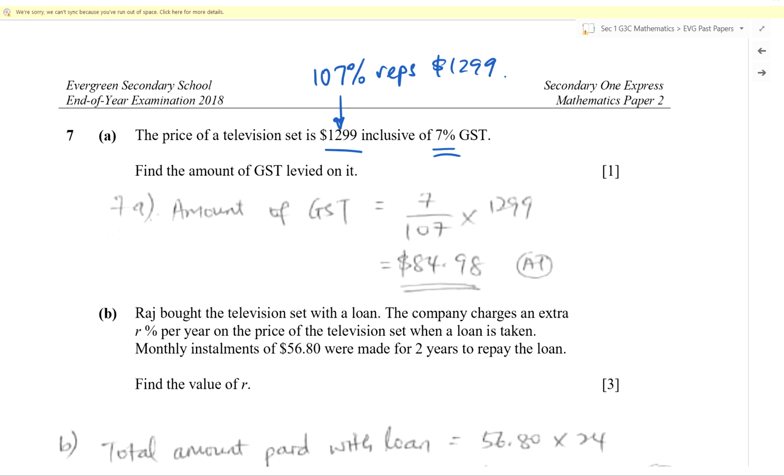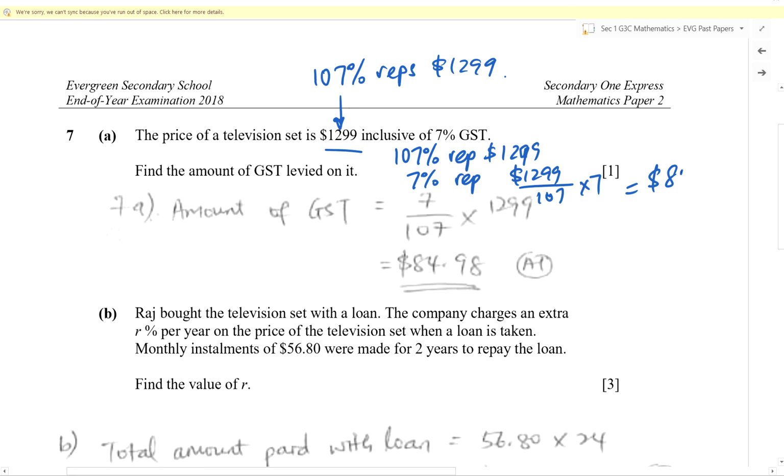So find the amount of GST levied on it. So since 107% represents 1299, 7%, which is the GST, will represent 1299 over 107 times 7. So we get 84.98. Okay, this will be in 2dp because we are dealing with money. So this is the other way of presenting it.